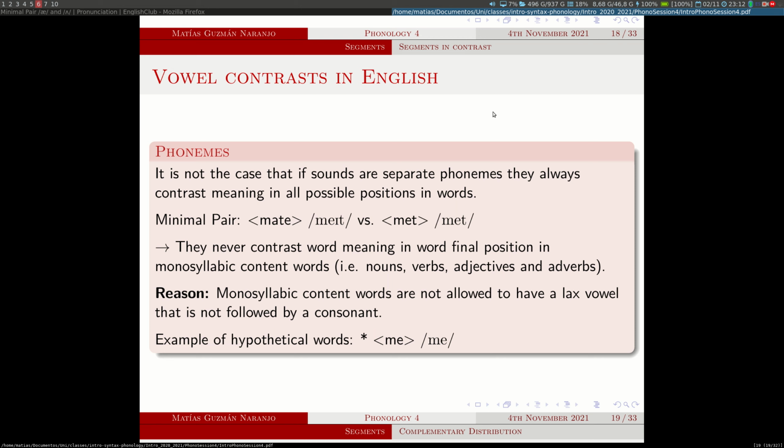Yes, so one important point is that you don't need two sounds to be in contrast in all possible positions for them to be phonemes, mostly because there are many restrictions on which sounds can appear in which context. So for example, English doesn't allow certain vowels at the end of words normally. So these vowels will never contrast at the end of a word, but that's fine. You don't need them to in order to determine minimal pairs.